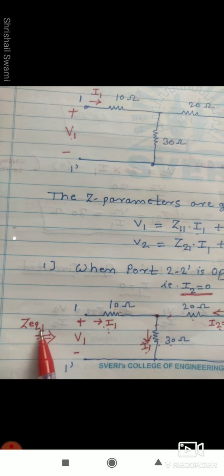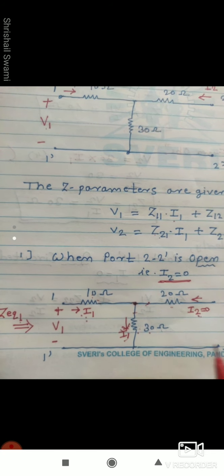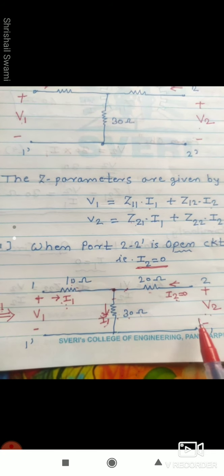So once again I will show that diagram. So Z equivalent you have to mark in this direction. You have to observe from this direction, but you have to measure from opposite direction.